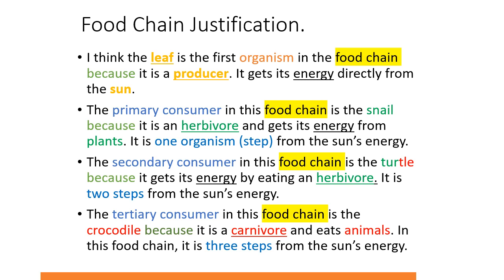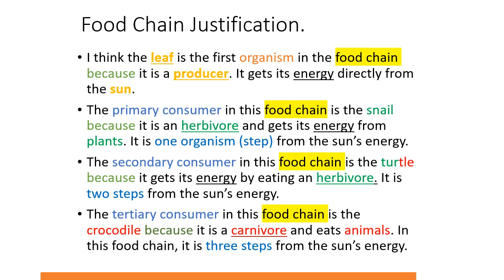So I will read it, and then you can listen and then read it out loud when you study. I think the leaf is the first organism in the food chain because it is a producer. It gets its energy directly from the sun. The primary consumer in this food chain is the snail because it is an herbivore and gets its energy from plants. It is one organism, one step from the sun's energy.